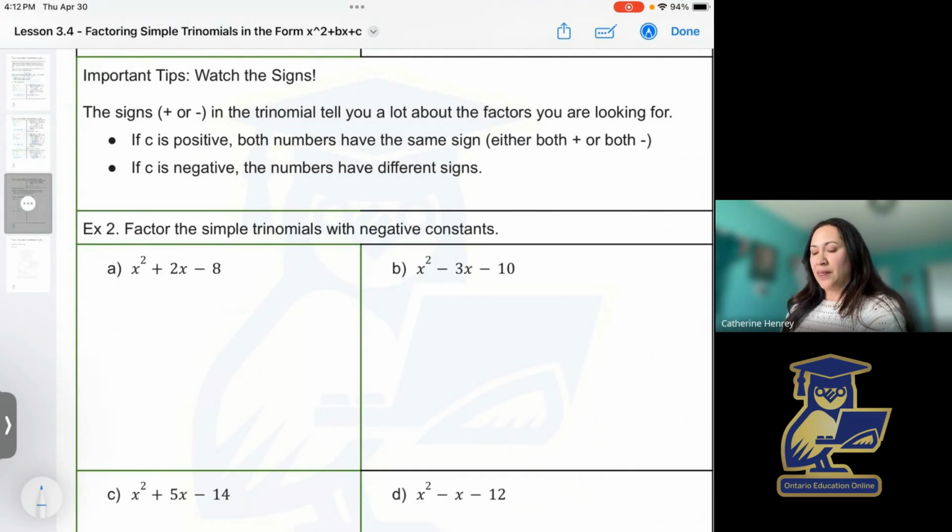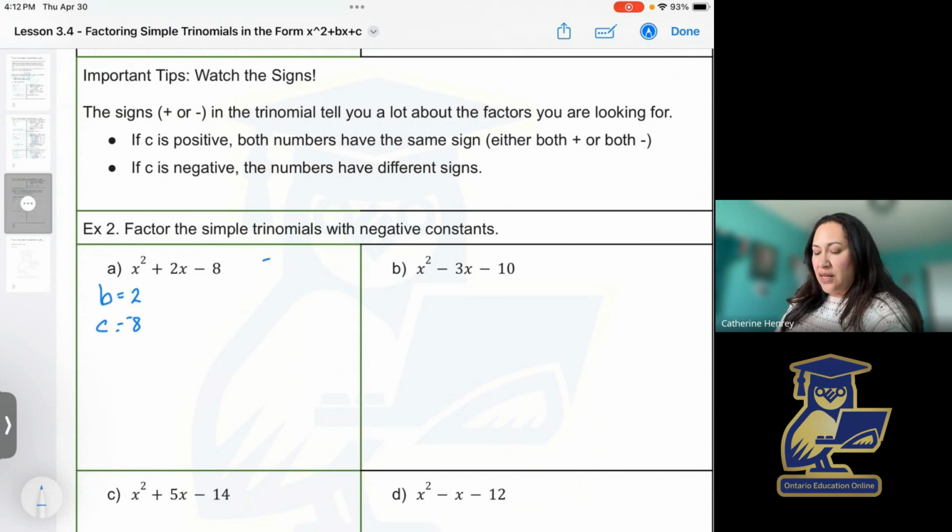So here in example 2, we have x squared plus 2x minus 8. This is a simple trinomial. Here b is 2 and c is negative 8. What I like to do is do the work off at the side of the problem. So we have negative 8, and I start to think of the factors of negative 8.